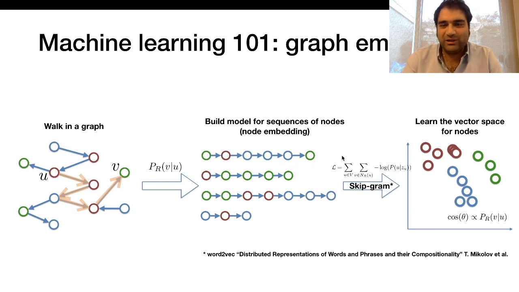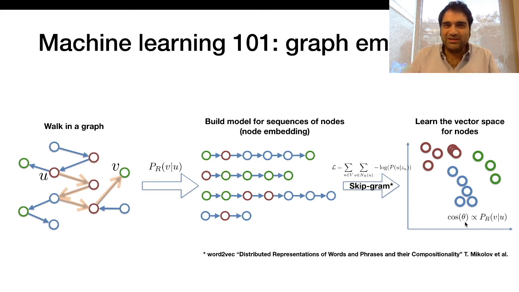In machine learning vocabulary, we are saying that we are minimizing this loss, which is the wrong order of such nodes. If we do this optimization, we actually end up in a vector space for nodes, which is a transition from the graph space to this vector space. In this vector space, we have some particular characteristics. One special characteristic is that this probability that we were looking for is directly related to the cosine of the two vectors that we are looking at.